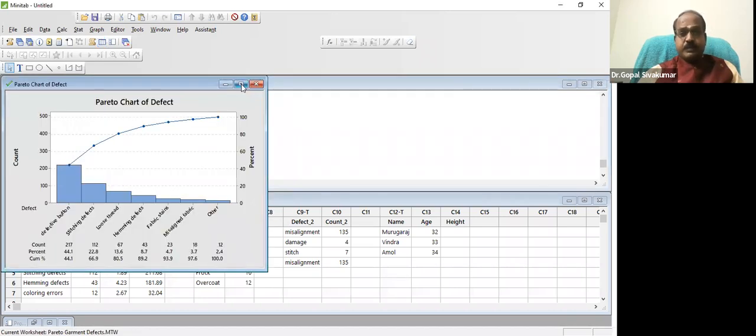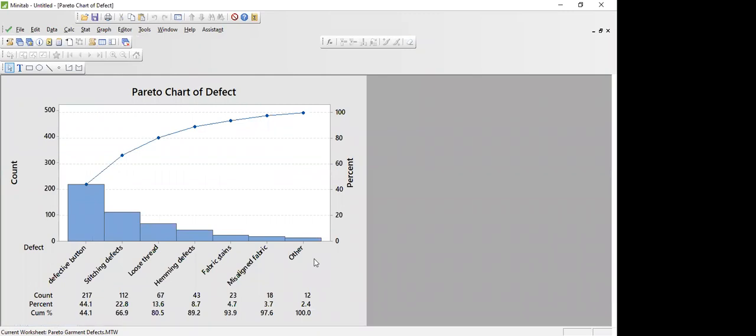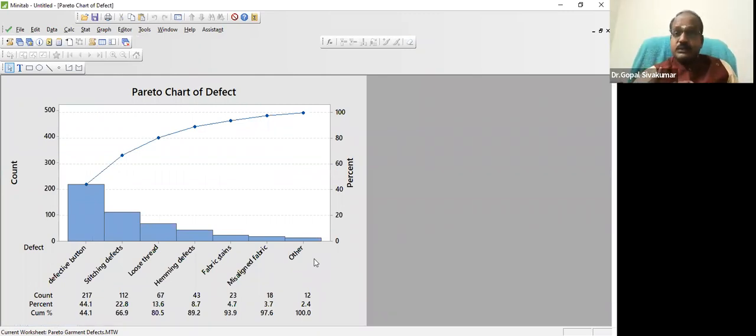Now all of you, please confirm. Can you see a good Pareto? Can you all see a Pareto here? Yes. So now what is this Pareto telling you straight away? Already our Ram Ganesh has confirmed the same thing. Can you see the Pareto also confirming? Defective button is the focus area. The company has to first focus on killing the defective button.